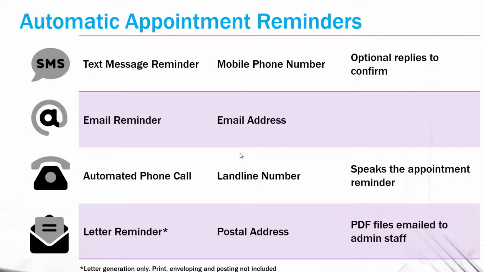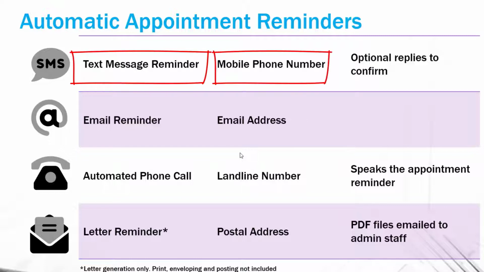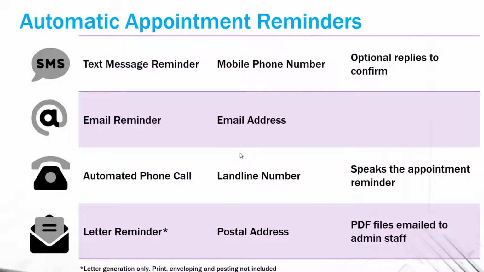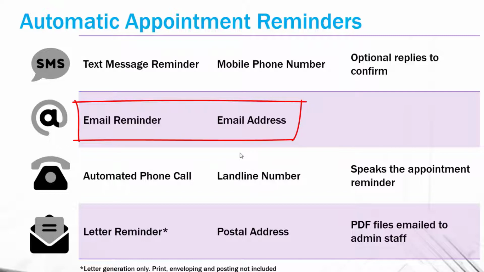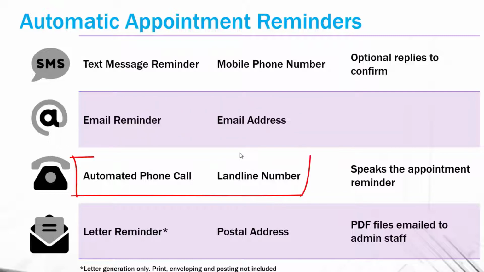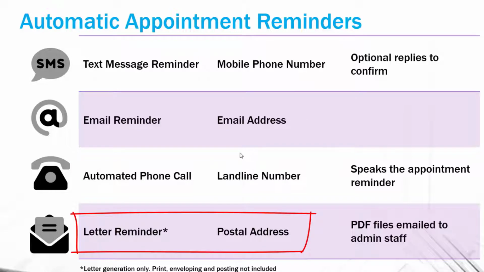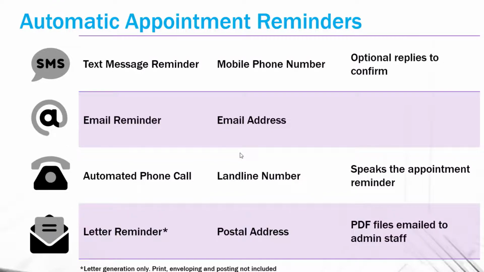Before adding clients, find out from your account administrator what reminder features will be used. For example, the most popular method is an SMS text reminder. For the client to receive the reminder, you will need to include their mobile number in the client record. Other methods include email reminders, which requires their email address, automated voice calls, which needs their landline number, and appointment letters, which requires their full postal address.